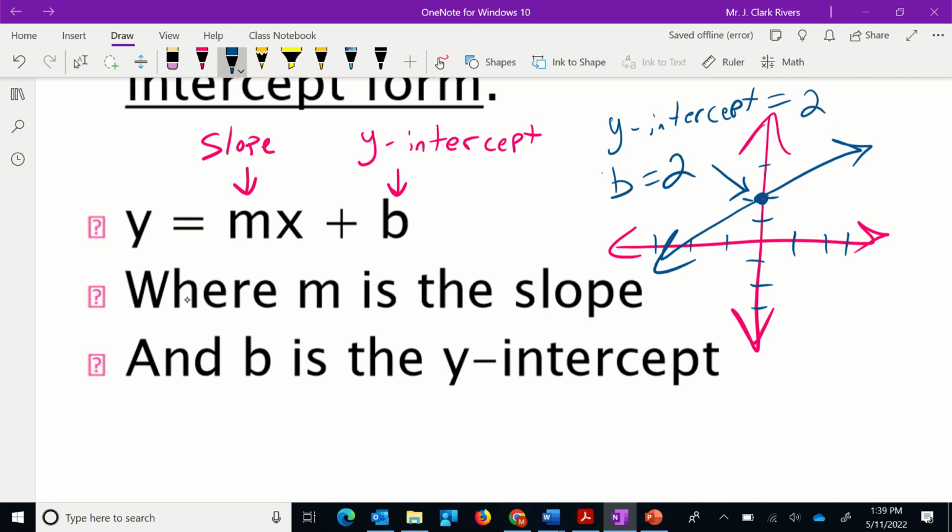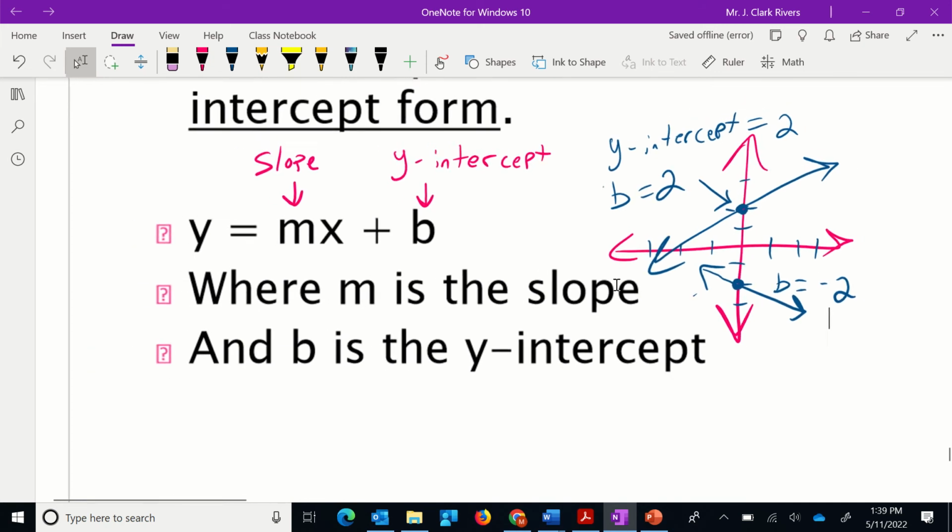What if we had another line that looks something like this? Well, this crosses right here at -2. So you would say B equals -2. The y-intercept is always on the y-axis. It's never on the x-axis. That's called the x-intercept. Okay?